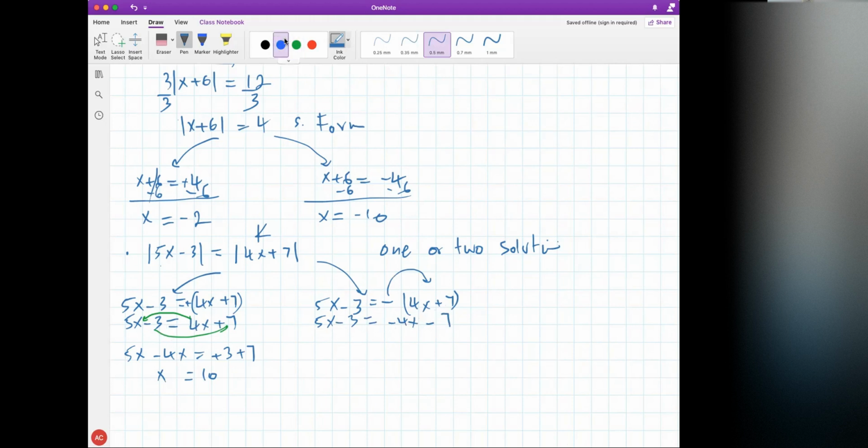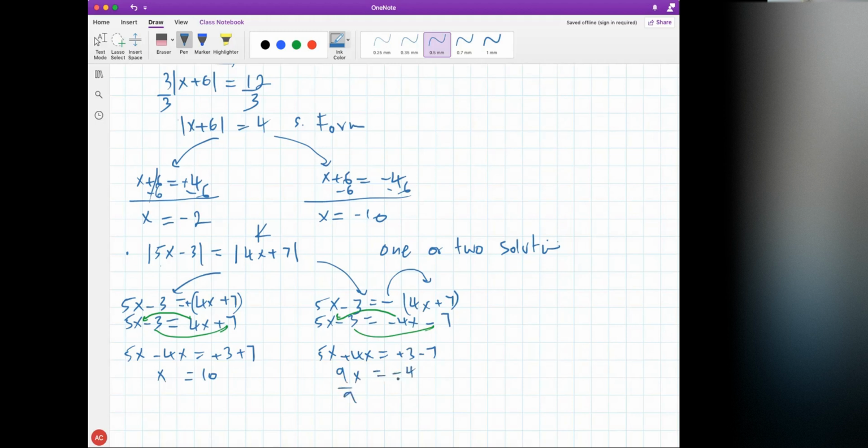We're going to move terms. That's right. We're going to move the x's to one side. Move this over. Move this over. So 5x, the negative 4x turns into positive 4x. Negative 3 becomes positive 3. And negative 7 stays the same. So that's 9x, and negative 4.